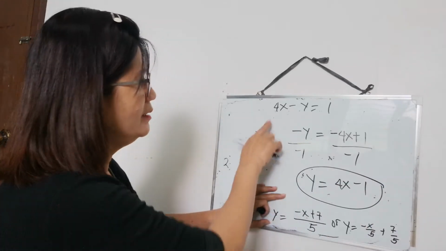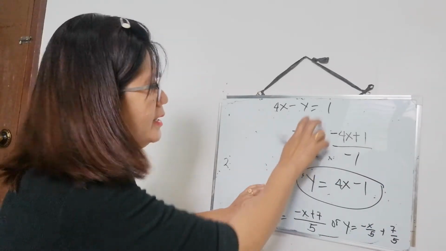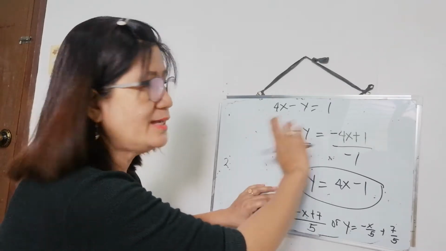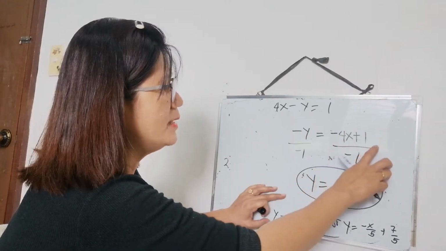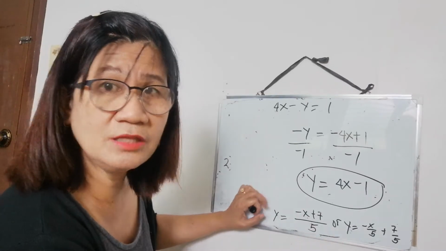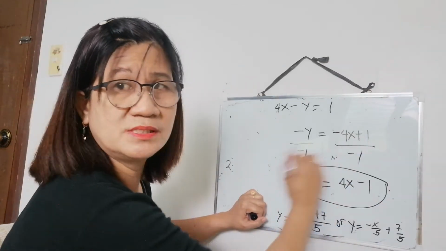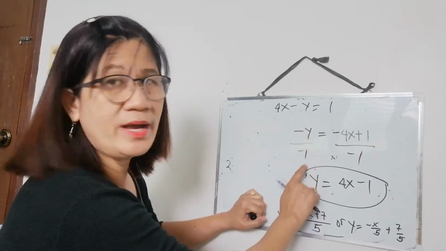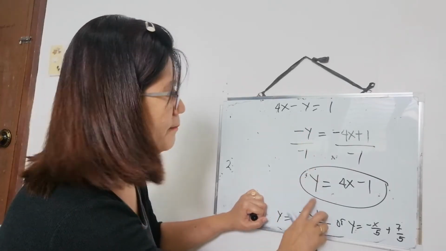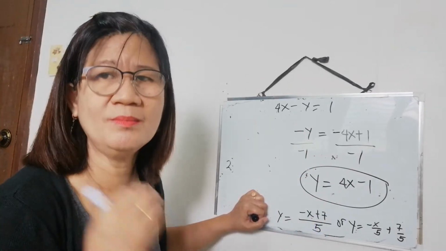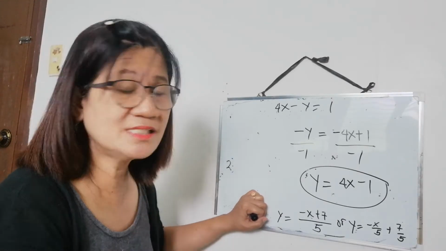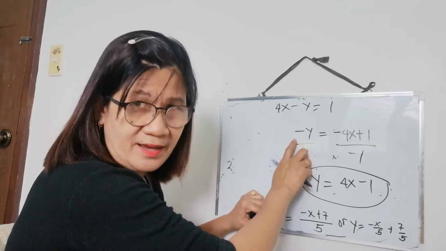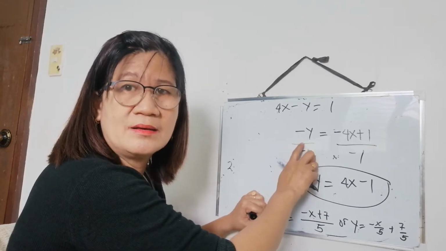Okay? Again, so you bring down negative y is equal to, lipat natin yung negative, yung positive 4x. It will be negative plus 1. Then, that's not yet final. We need to divide both sides by negative 1. So, negative y divided by negative 1 will become positive y. Sabihin nyo, bakit ma'am kailangan i-divide pa natin? Kasi kailangan walang negative sign. Dapat walang negative sign dito sa may y.